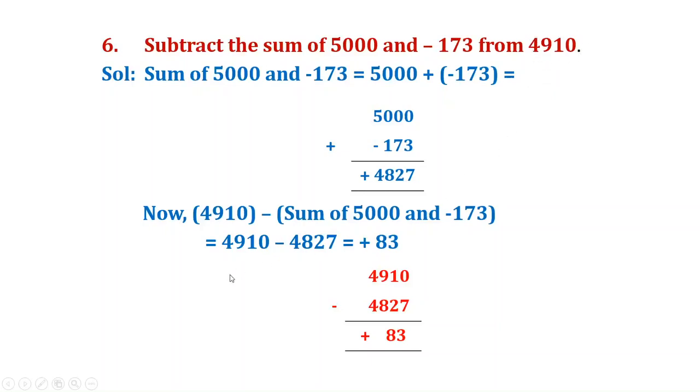So this you have to subtract again from 4910. So now take 4910 as the first number minus what is the sum of these two? 4827. So just simply subtract here. You know how to subtract. So this is 83. So this is the answer for this.